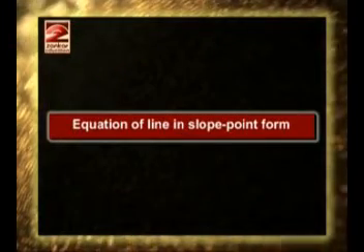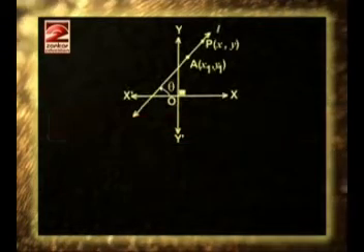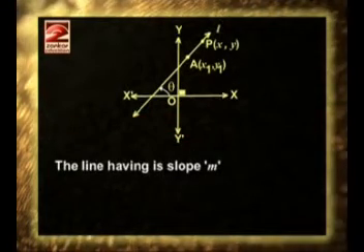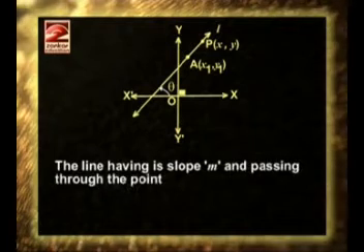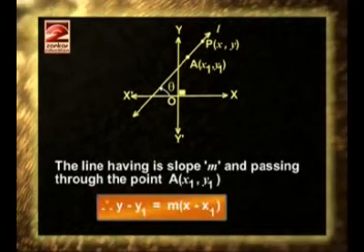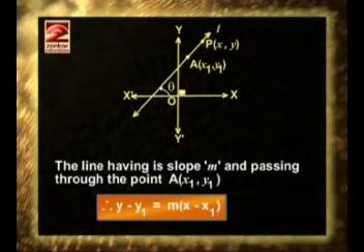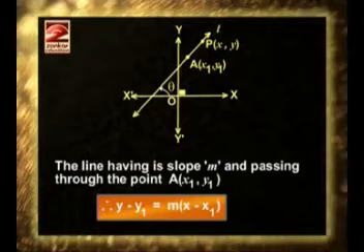Now we'll see the equation of a line in slope-point form. Here the line is having the slope m and it is passing through the point A, that is (x1, y1). And therefore the required equation is y - y1 = m(x - x1).